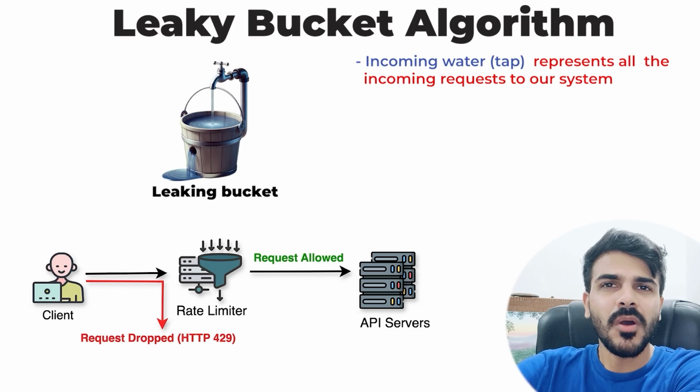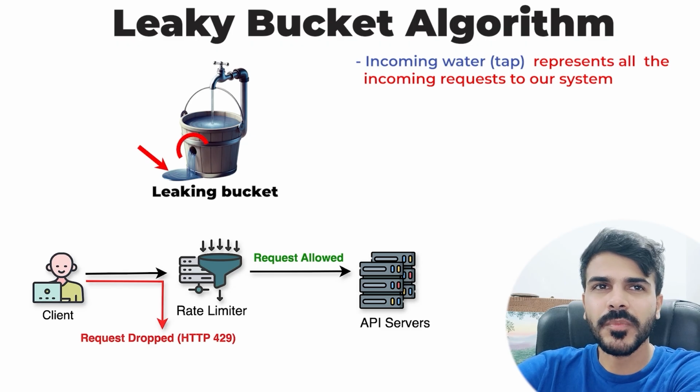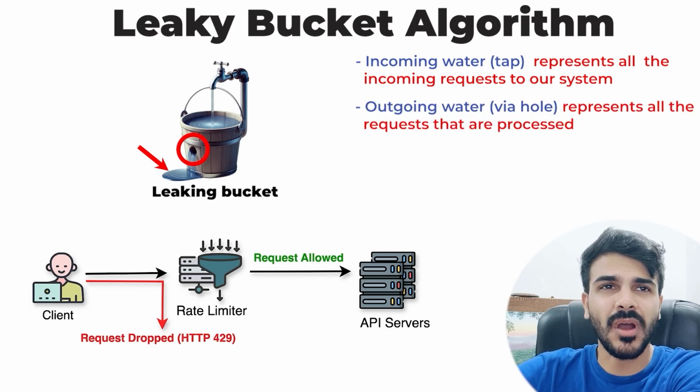Second, all the outgoing water from the hole. If there is a hole, definitely it is leaking some water out. So all this leaking water or outgoing water represents the requests that are processed, that are successfully allowed.